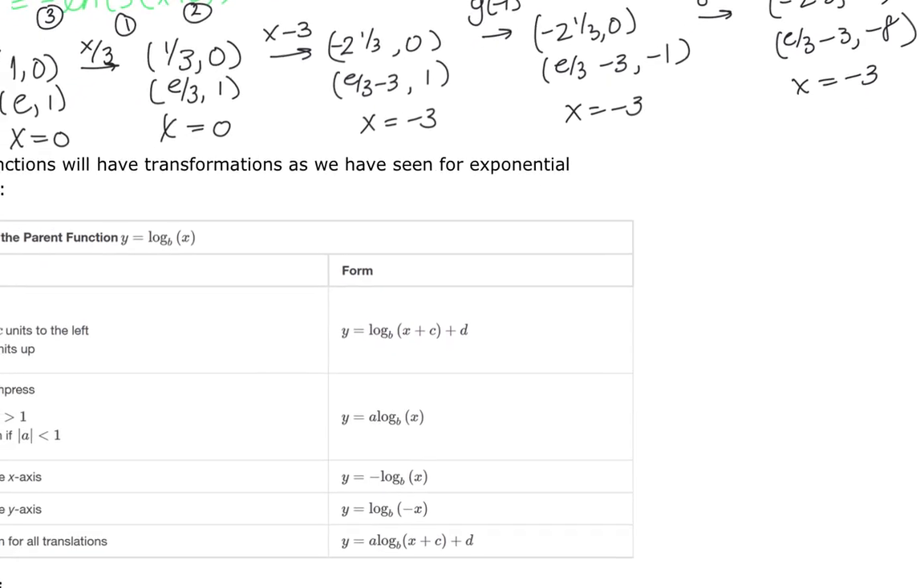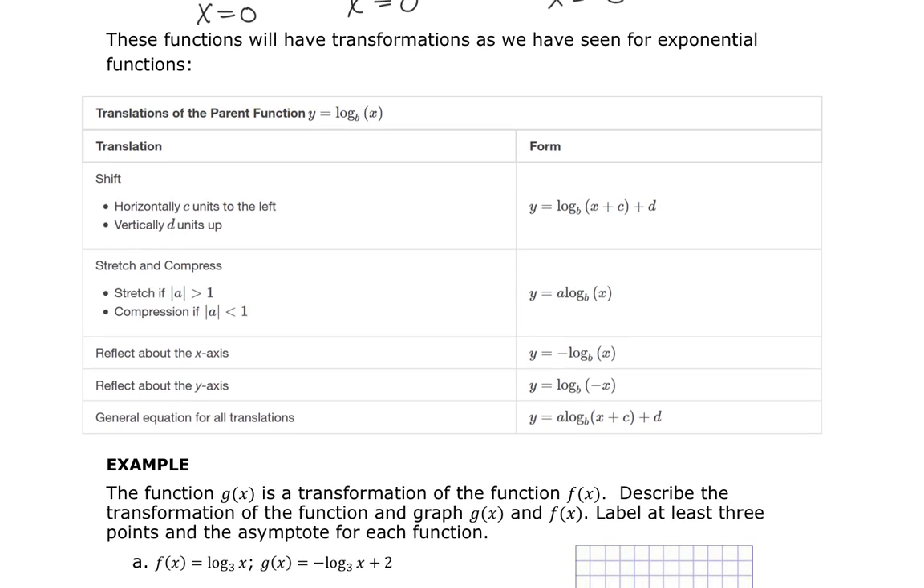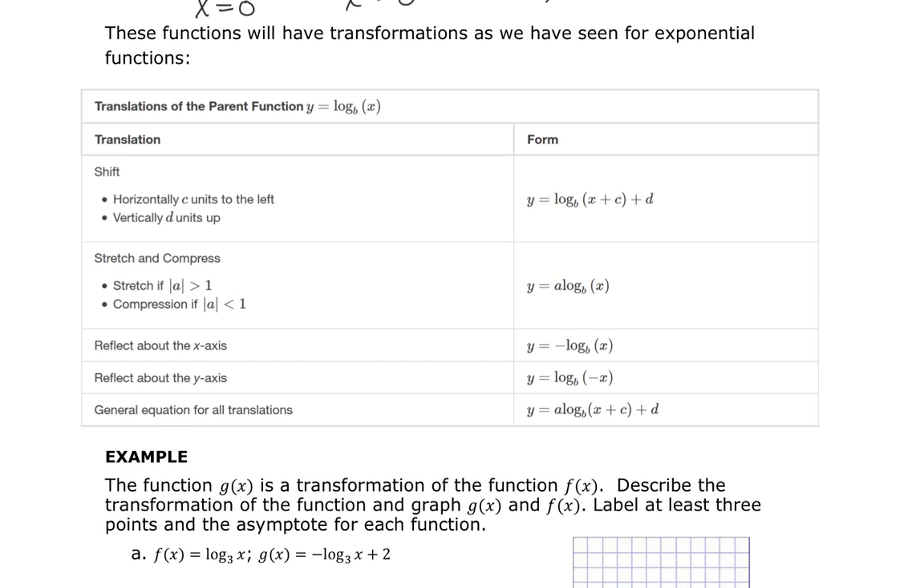All right, so those are the transformations. Here is an overview of the transformations. We have the horizontal shifts and the vertical shifts. We have compressions, we have reflections, we have the general equation. I actually added in here, we would have had a capital B here if we have a horizontal compression or stretch.